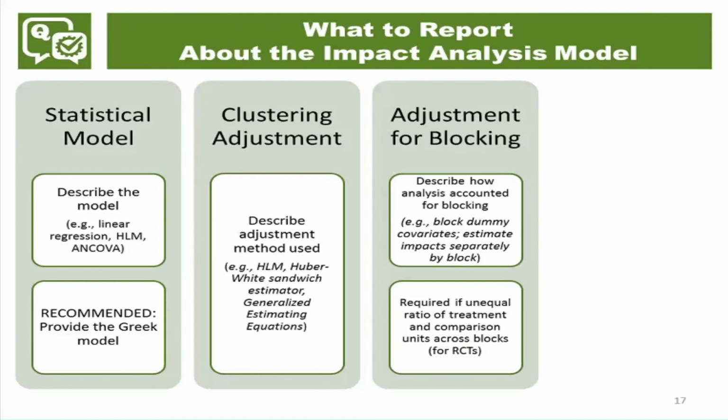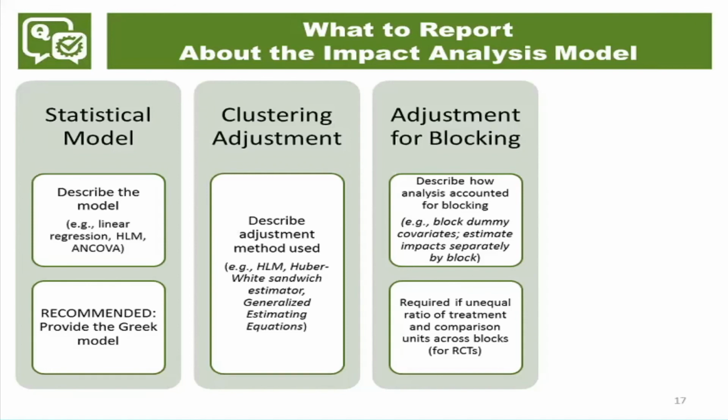This is particularly important if there are unequal numbers of treatment and comparison units across blocks, either by design or because of attrition or missing data. And most of all, this is important for RCTs because the WWC requires that the analysis adjust for differences in assignment ratios, assignment to the treatment group and the comparison group, if those differ across the blocks. That has to be accounted for in an RCT in order for the study to meet WWC.